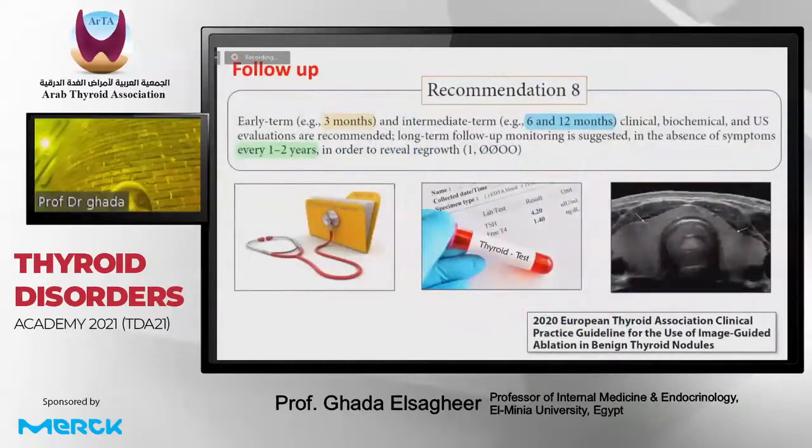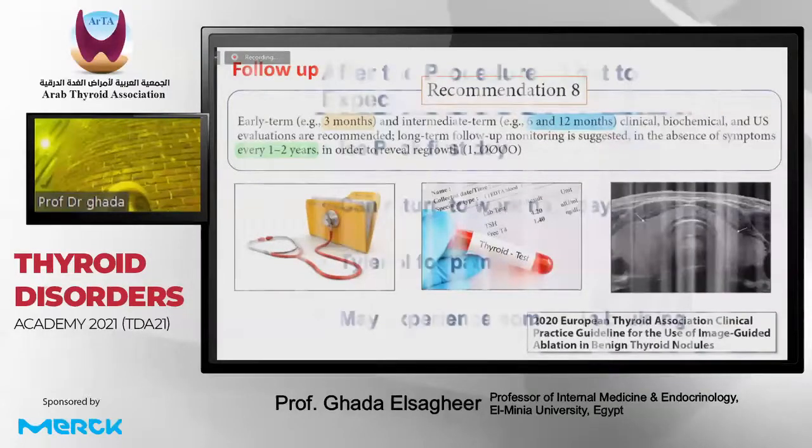Follow-up: we have early term at 3 months and intermediate term at 6 to 12 months. Clinical, biochemical, and ultrasound evaluation are recommended. Long-term follow-up monitoring is suggested, in the absence of symptoms, every 1 to 2 years in order to reveal regrowth. This is according to the European Thyroid Association guidelines.